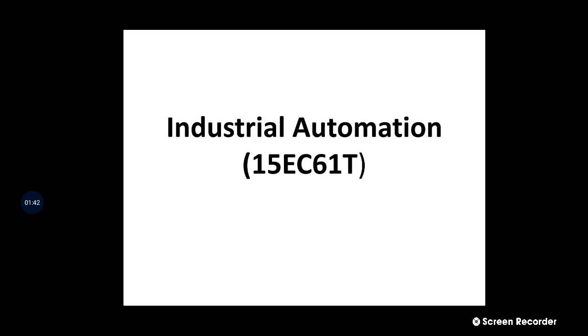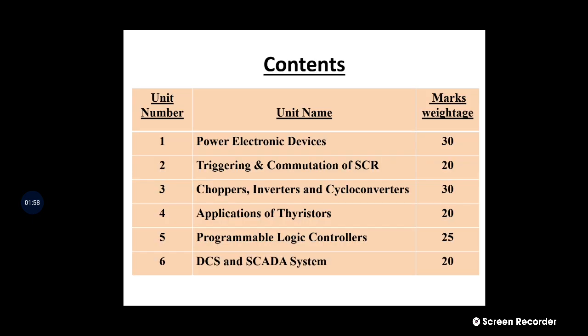In this semester, I'm going to handle the subject Industrial Automation Theory and also Industrial Automation Lab for you. So I'm going to brief you about the theory Industrial Automation today. As usual, this theory subject contains totally 6 units. Unit number 1 is Power Electronic Devices.